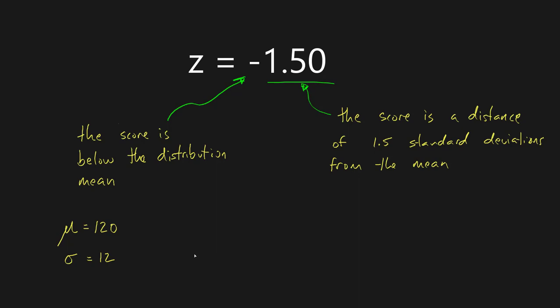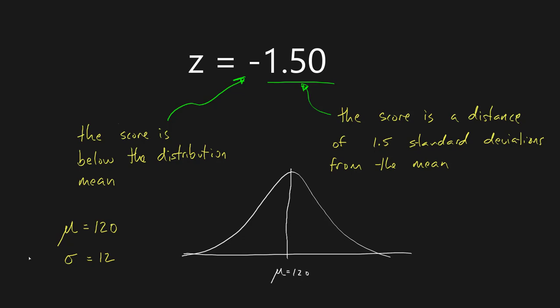The idea is that if I have my distribution, and at the center of my distribution is the mean, 120, I know that my score is going to be on this side. That's because of the negative. How far on this side? Well, I know that I need to go back 1.5 standard deviations. So I'm going to be at minus 1.5 standard deviations. So the score is going to be equal to the mean minus 1.5 standard deviations.